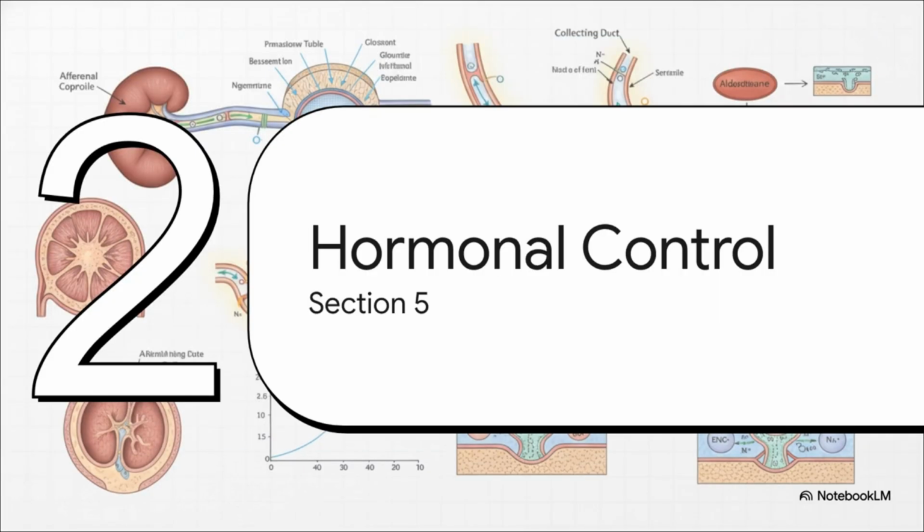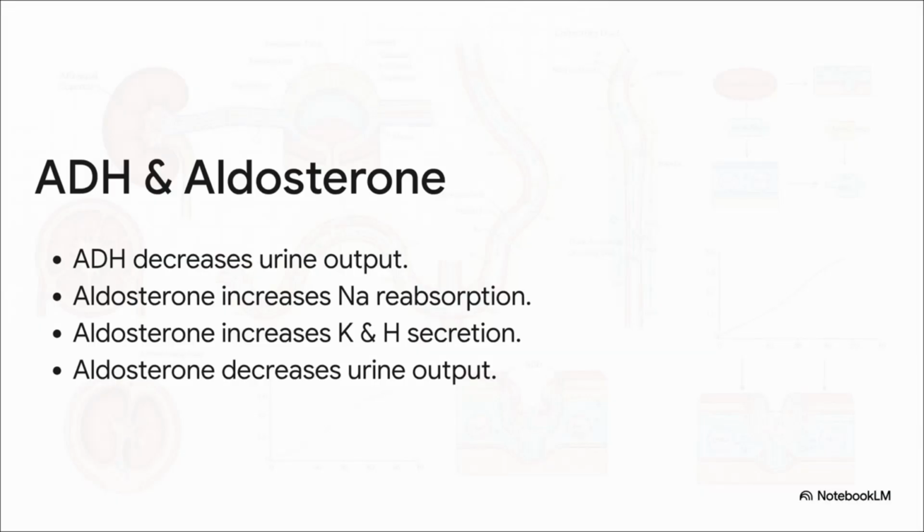Let's tackle Section 5, hormonal control of reabsorption. This is heavily tested, so pay close attention. Let's quickly summarize the direct actions of our first two key hormones here. ADH, whether we're talking acute or chronic effects, inserts water channels into the collecting ducts to strongly decrease urine output. Then we have aldosterone. Remember that principal cell we looked at earlier? Aldosterone explicitly increases sodium reabsorption while actively increasing potassium and hydrogen secretion in the distal and collecting tubules. By pulling sodium back into the blood, water naturally follows and your urine output drops.